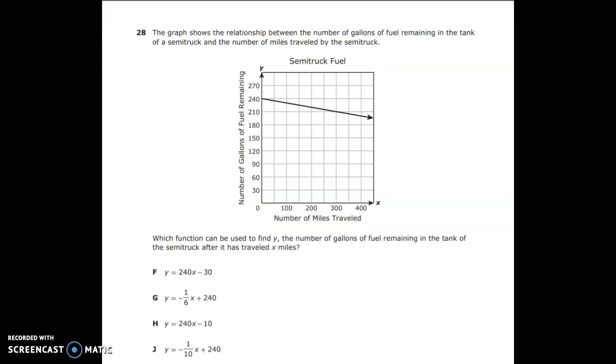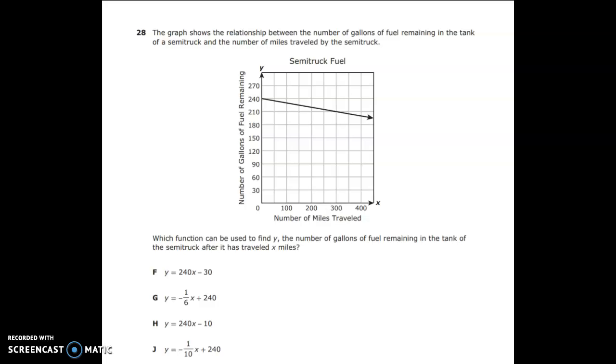Number 28. The graph shows the relationship between the number of gallons of fuel remaining in the tank of a semi-truck and the number of miles traveled by the semi-truck. So semi-truck fuel, number of miles traveled, and number of gallons of fuel remaining. Which function can be used to find Y, the number of gallons of fuel remaining in the tank of the semi-truck after it has traveled X miles?